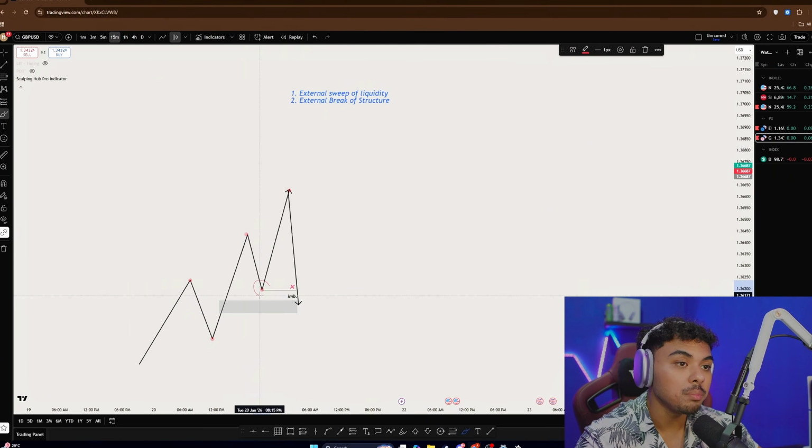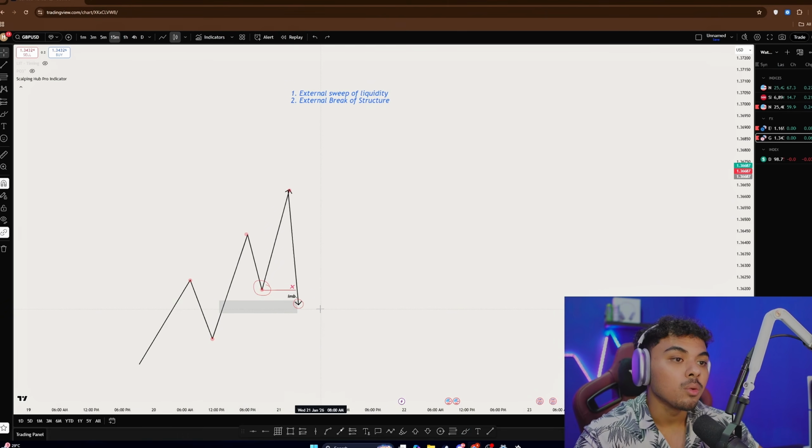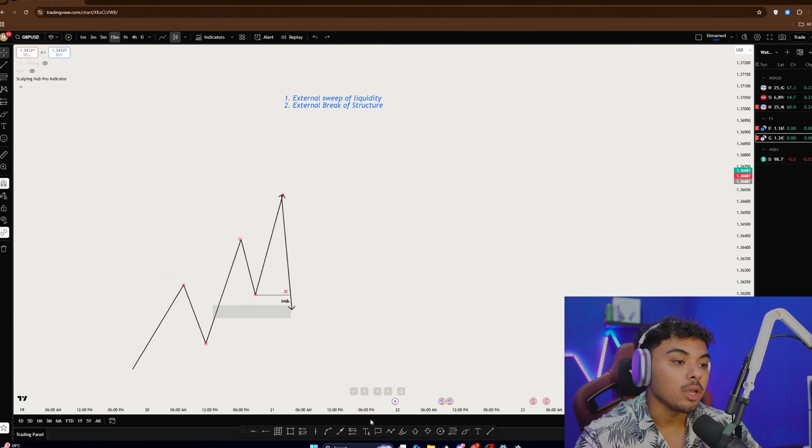After a sweep of external liquidity, the price should react off of an imbalance, okay? Once that has happened, it should then be followed by an external break of structure, not the structure that is going to be created somewhere here. No, absolutely not. We're not going to be using that. What are we going to use then? We're going to be using the external structure. Once the external structure gets broken, there you go.